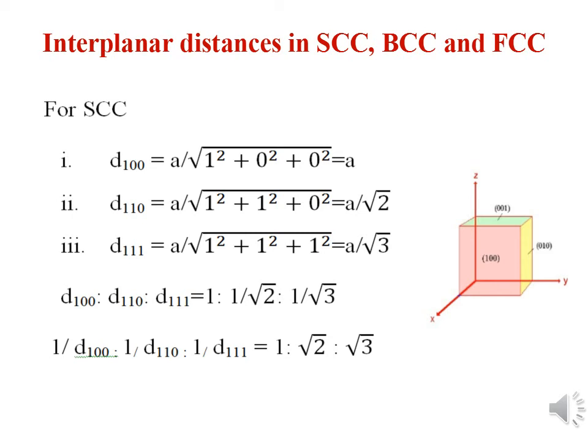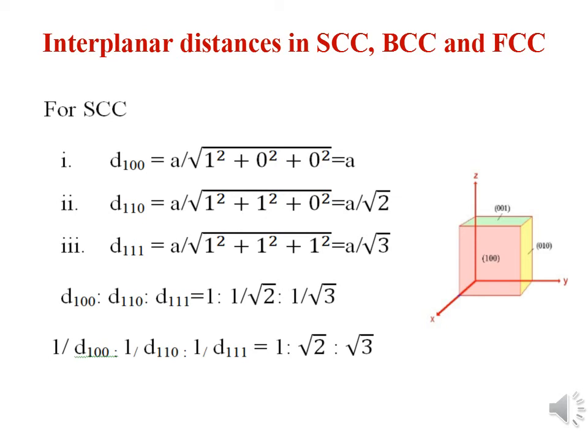And for the second plane, d110 equal to a divided by root of 1 squared plus 1 squared plus 0 squared. The value is a by root 2. And similarly, another interplanar distance, d111 equal to a divided by root of 1 squared plus 1 squared plus 1 squared, equal to a by root 3.